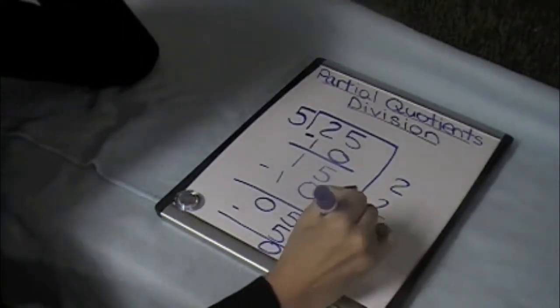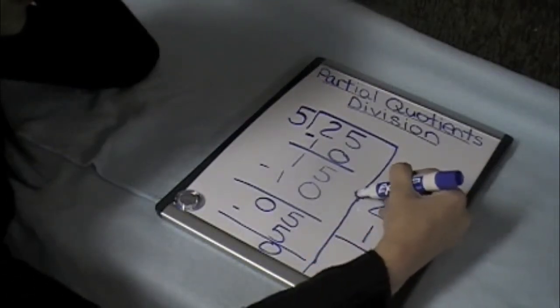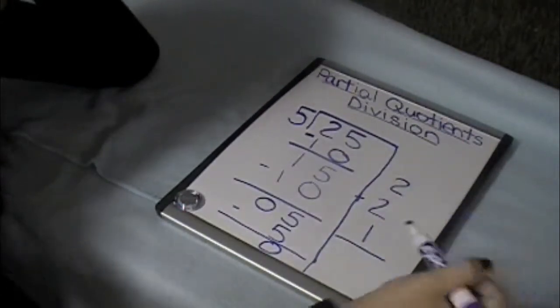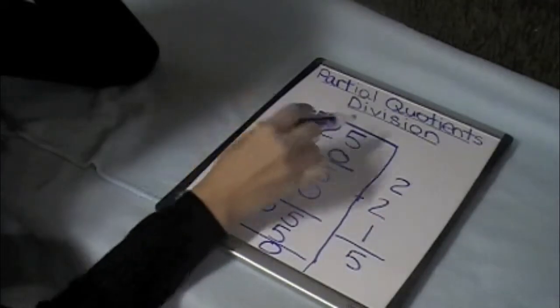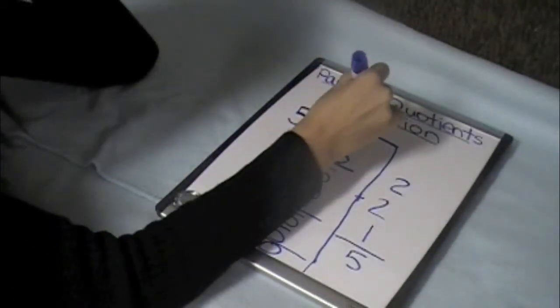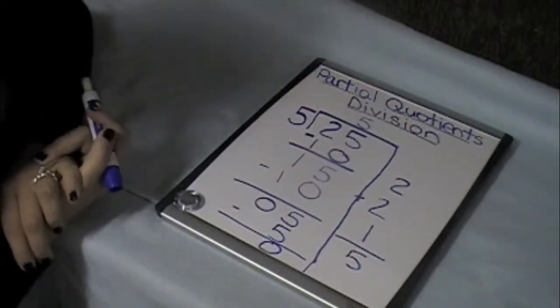Now what do I do? I have all of my numbers outside of my house, and these are the numbers that I'm going to add to get to my quotient, my answer. 2 plus 2 plus 1 is 5. So therefore, 5 into 25, or 25 divided by 5, is 5. And that's how you would use partial quotients division.